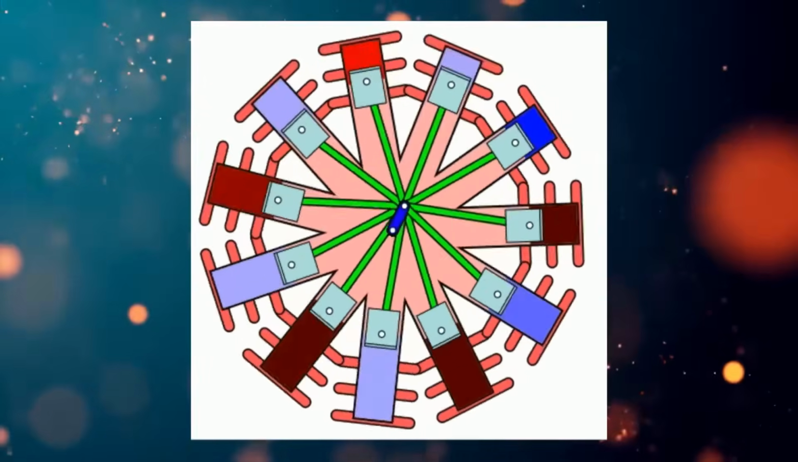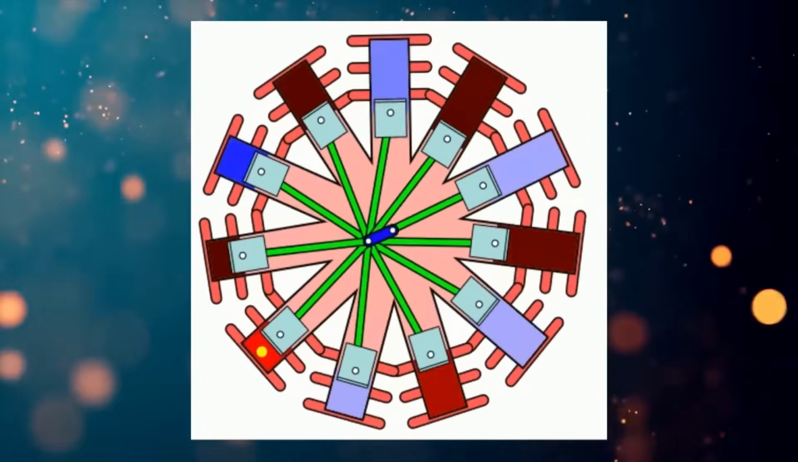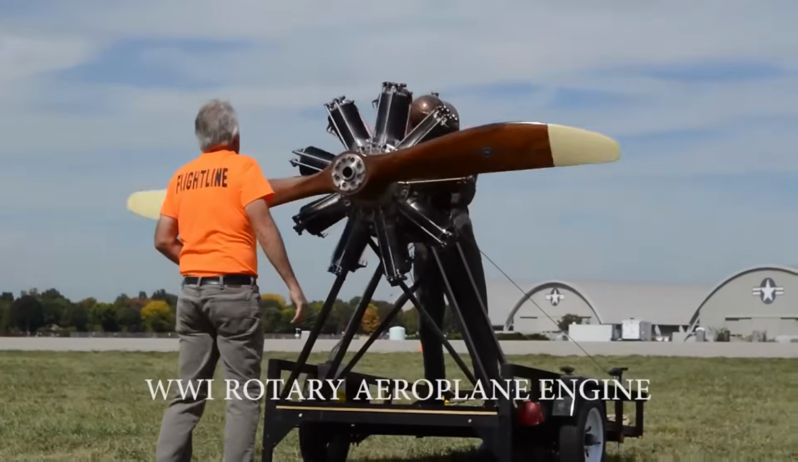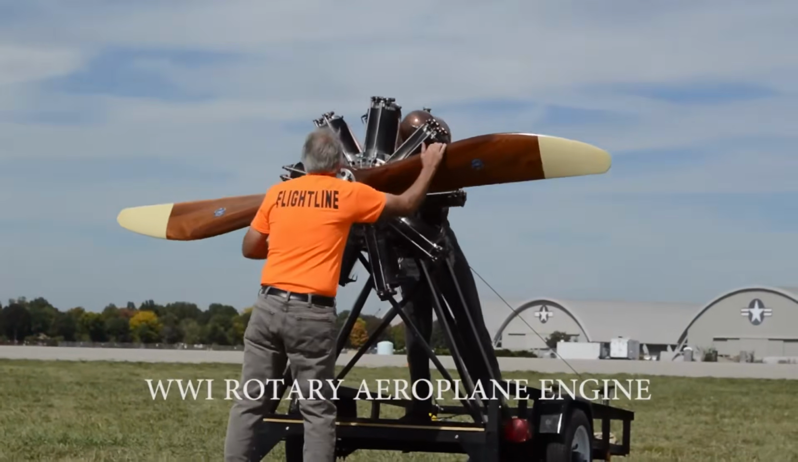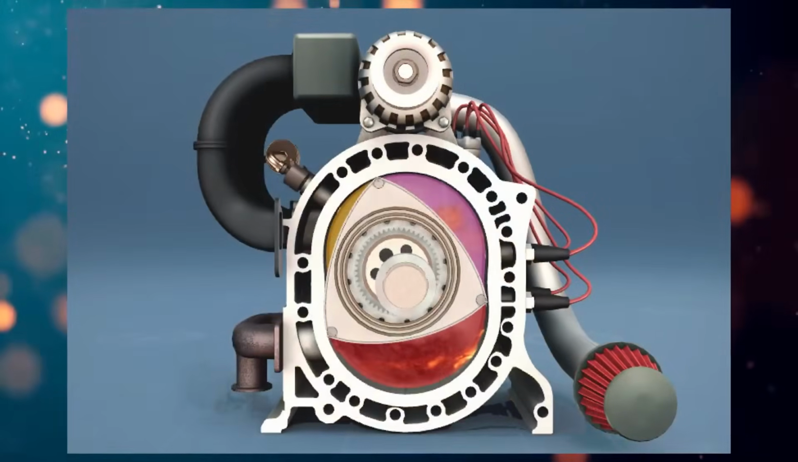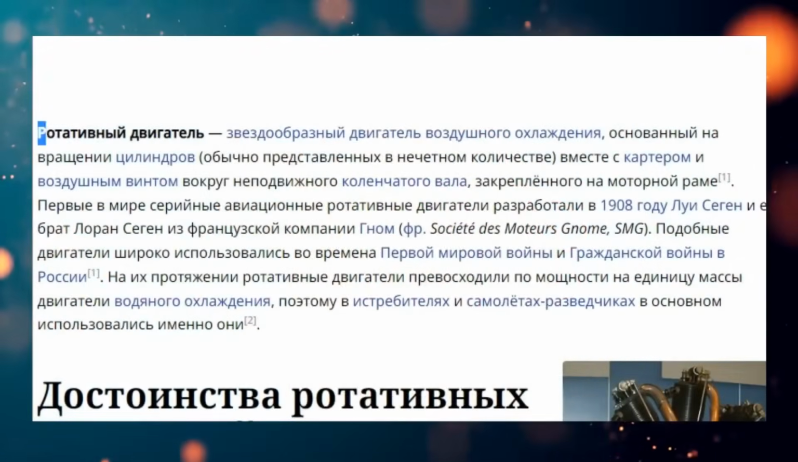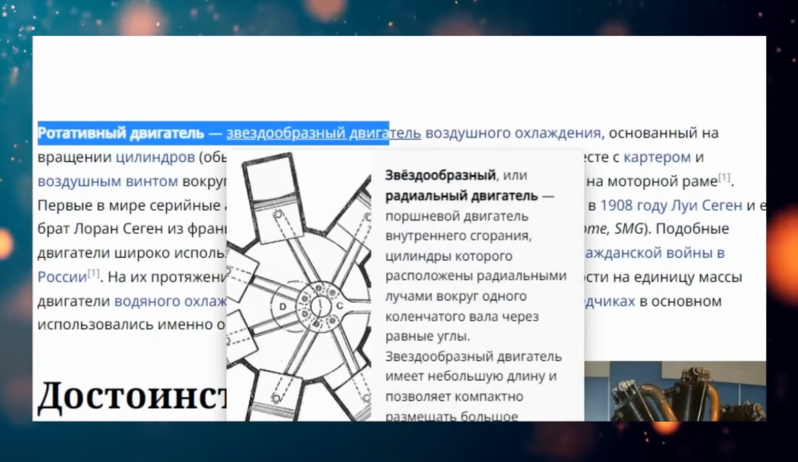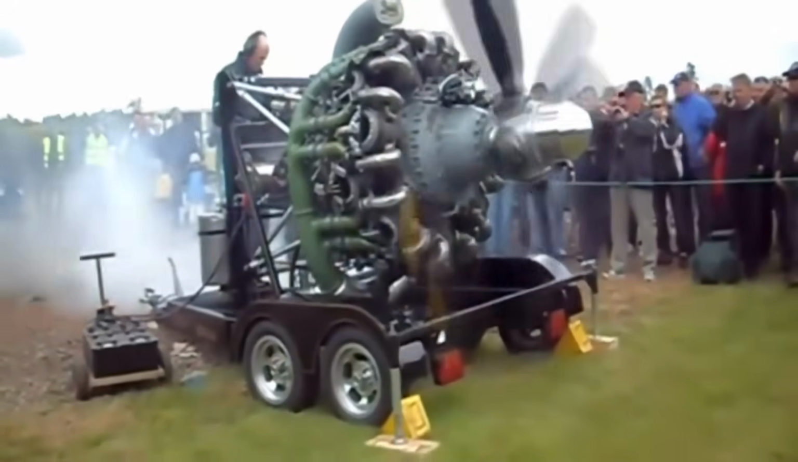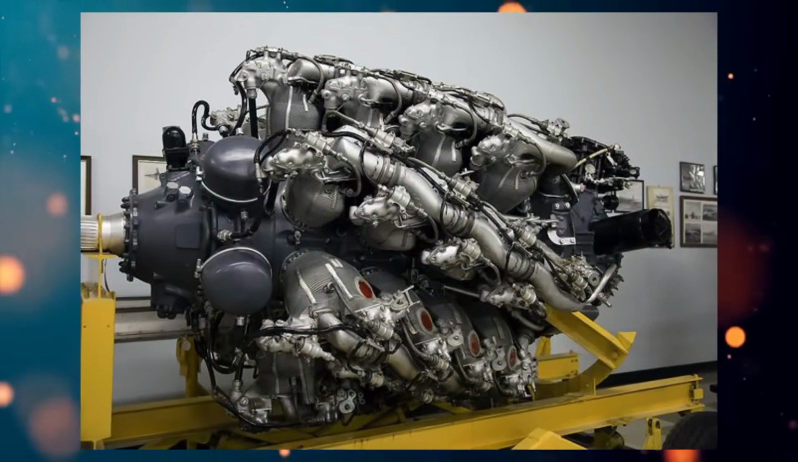A special case of a star-shaped engine is the rotary engine, in which the crankshaft is the stationary element and everything else rotates around its axis. In some sources, you may come across the name rotor engine for such an engine. However, to avoid confusion with the design of Felix Wankel's engine, I will use only the term rotary from here on in the story.